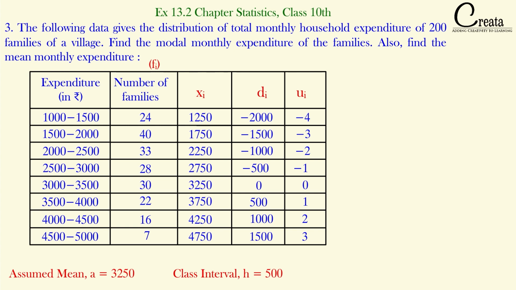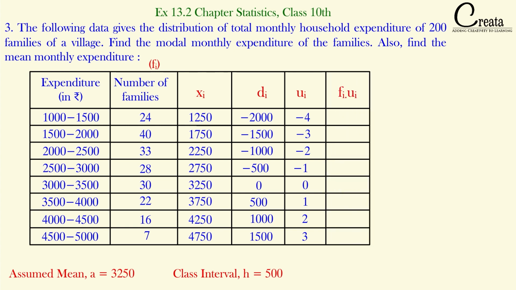Our next step, we will add one more column and we will multiply Fi with Ui. Okay. So here let's multiply the frequency with Ui. 24 into -4, it is -96. 40 into -3, it is -120. 33 into -2, it is -66. Similarly, -28, 0, 22, 32, and 21. We have multiplied Fi with Ui.